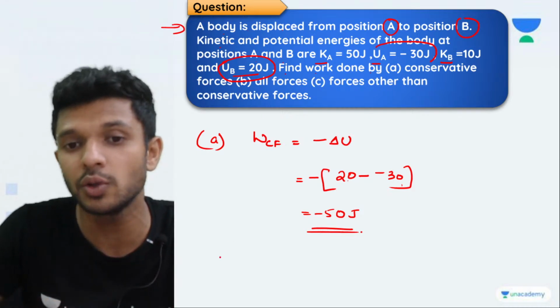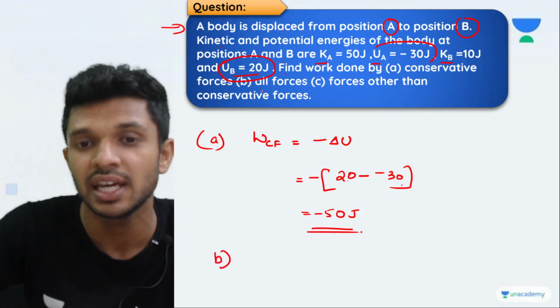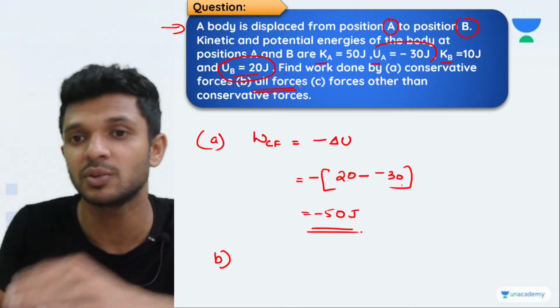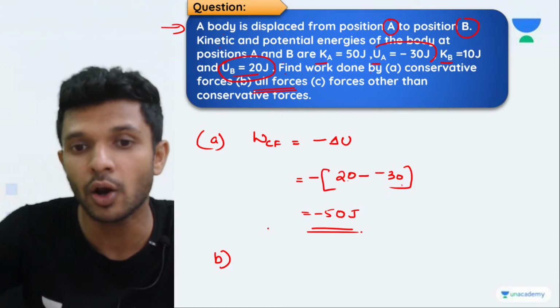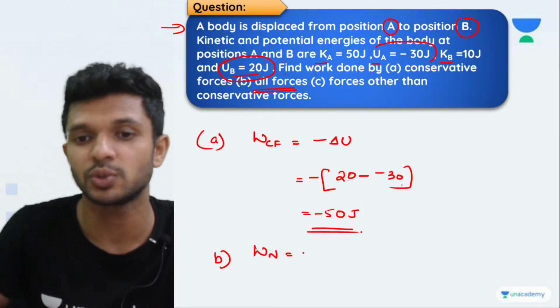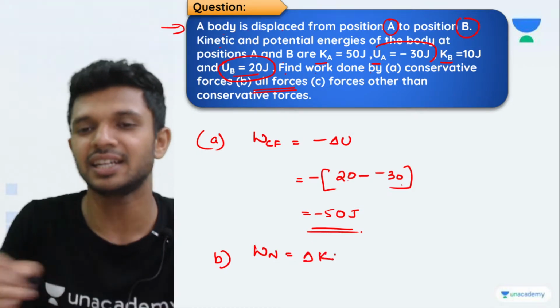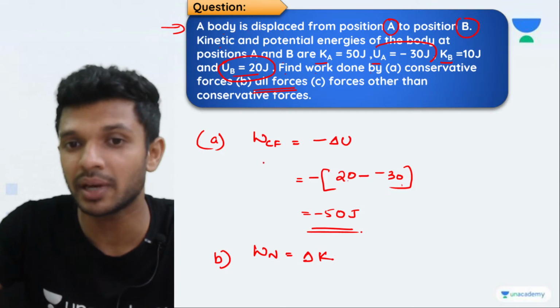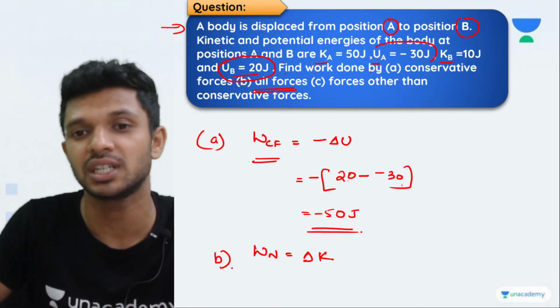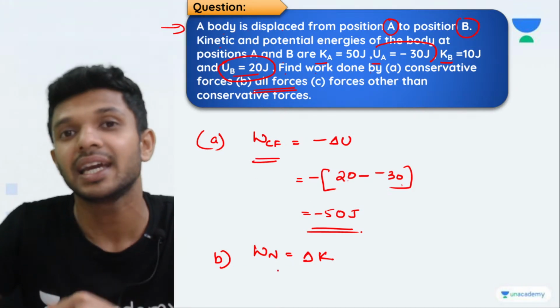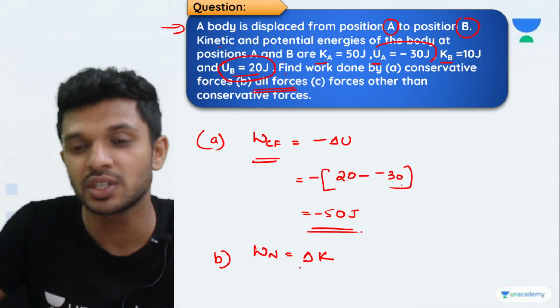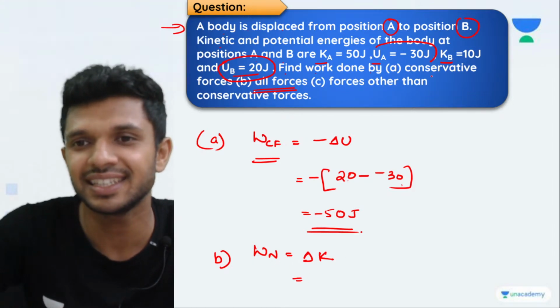Now, look how the answer is going to change in the second part of this question. What is the second part? Work done by all the forces, or net force. Work done by all the forces is the change in kinetic energy. Work done by conservative forces alone is the change in potential energy with a negative sign. Work done by the total force or the net force is equal to the change in kinetic energy.